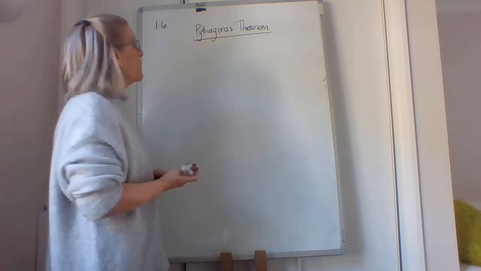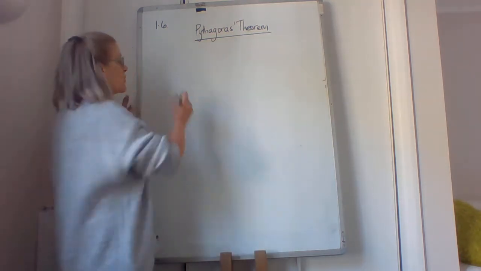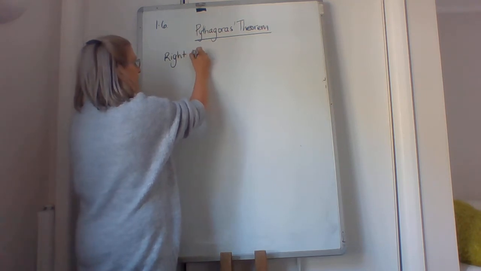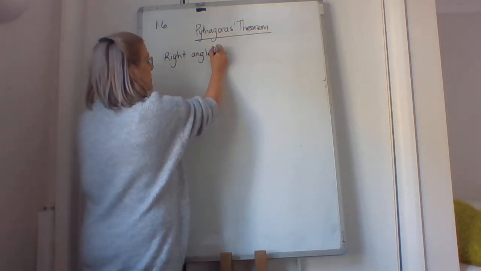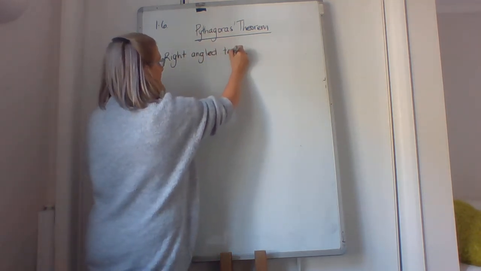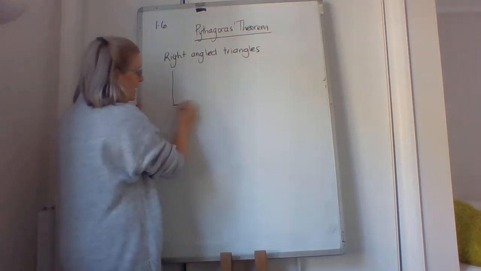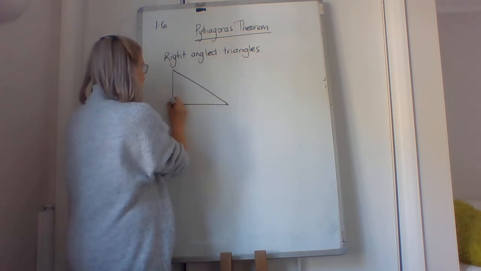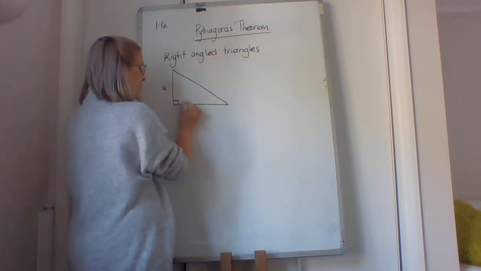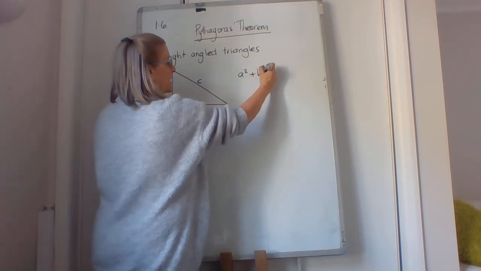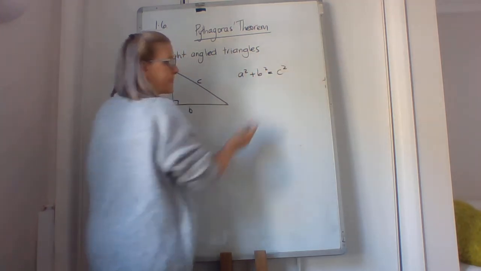What we've got to remember is that we're dealing with right-angled triangles. All right, so right-angled triangles. And as long as we remember that, we will be right. So the theorem for a right-angled triangle is that a squared plus b squared equals c squared. All right?